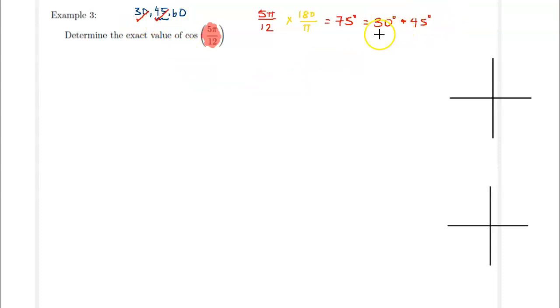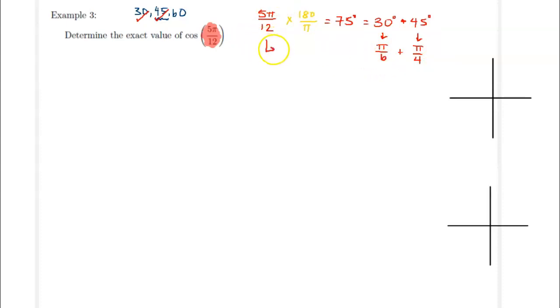Now that we know that, we can rewrite these degrees back into our radians, and hopefully we remember that 30 degrees is pi over 6, and 45 degrees is pi over 4. So in fact, 5 pi over 12 can be broken down into this.